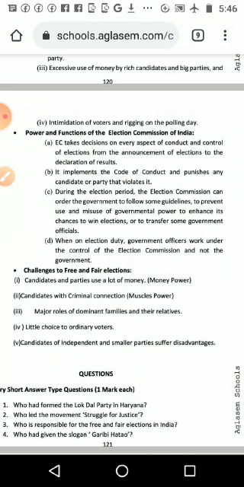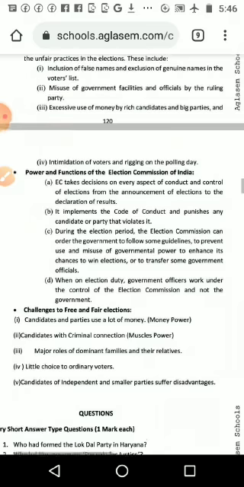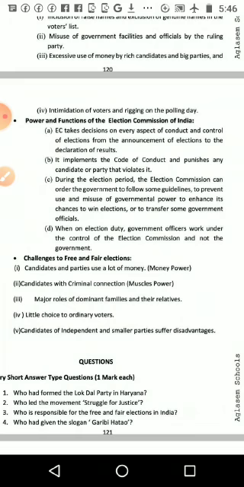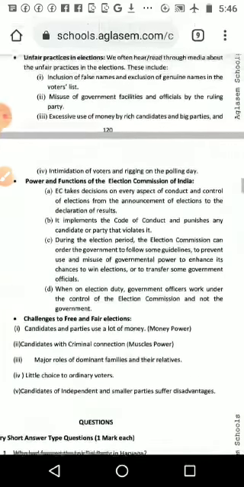Even though we can stand as an independent candidate, the independent candidates as well as the smaller parties suffer many disadvantages. They won't get any help from the government or government officials, like that. These are the challenges they are facing. In India, we are facing the problem of free and fair election.